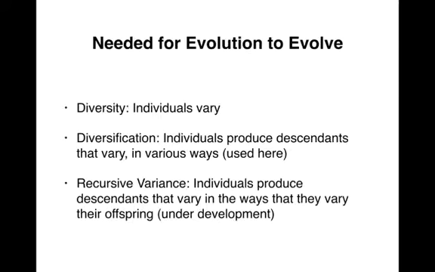And it's useful in thinking about what we're trying to do here, to think about the requirements for the evolution of evolution. And some different terms here, the way I use them anyway, is that diversity is that individuals vary. Diversification is that individuals produce descendants that vary in various ways. And that's what we're using here. But there's a more ambitious idea that we're playing with various versions of, which is recursive variance, that individuals produce descendants that vary in the ways that they vary their offspring.